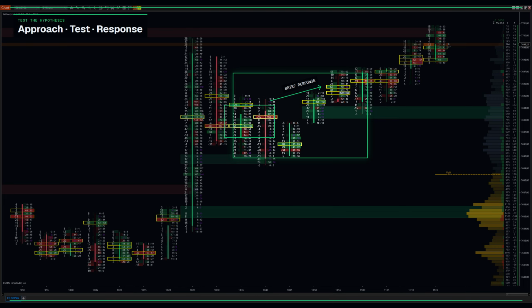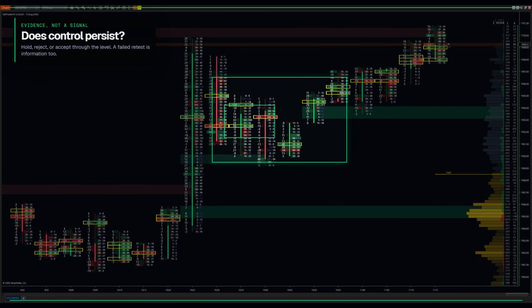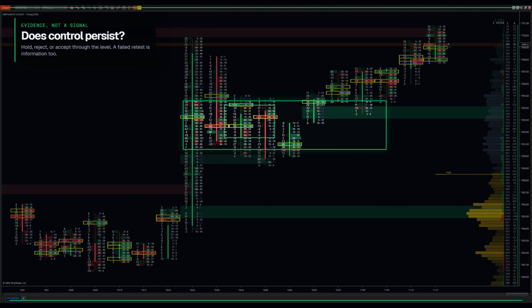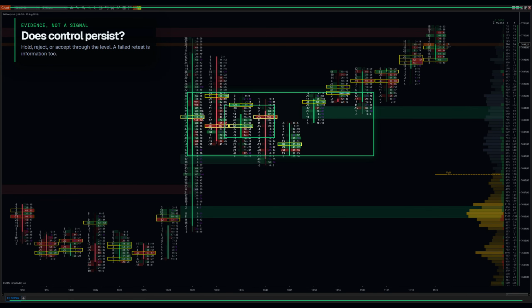The question is not whether the sells look impressive. We test whether price holds above the level, rejects from it, or accepts straight through it. A brief reaction is not enough. We want to see whether the market can build value on one side of the reference. A level that cannot survive a retest is information too. It tells us that the earlier aggression did not create lasting control on the next test.